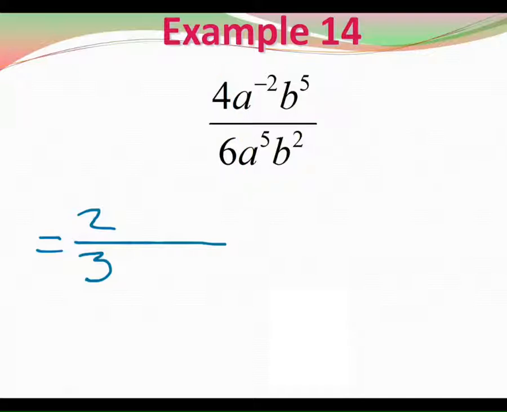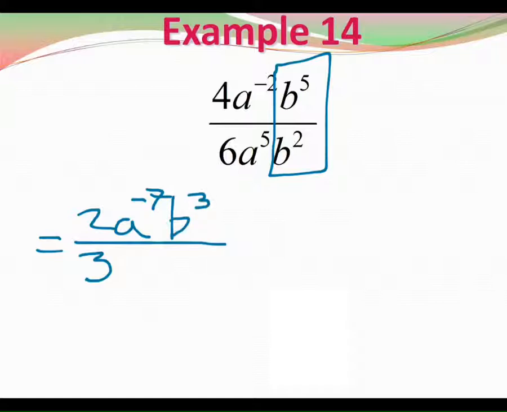Then we can look at our a variables. Whenever we are dividing things of the same base, what do we do to the exponents? Subtract them. So we have negative 2 minus 5, which is negative 7. Remember, anytime we subtract them, we always write the answer in the numerator. And then we'll move on to our variable b. b to the 5th over b to the 2nd. Subtract those exponents. b to the 3rd.